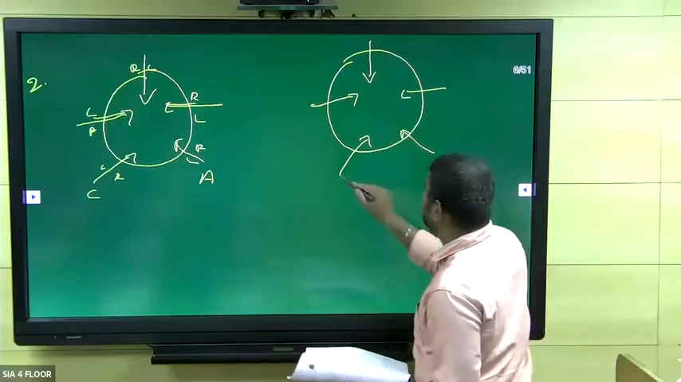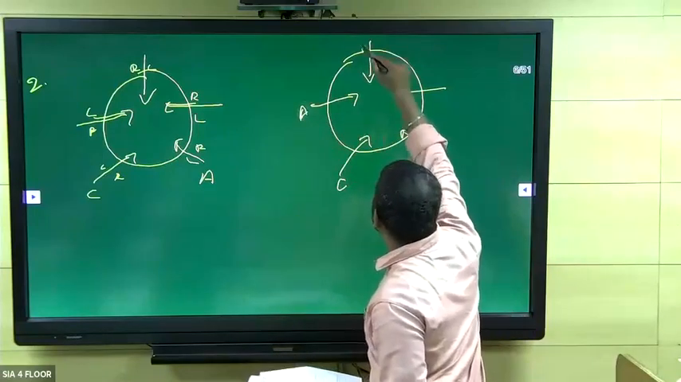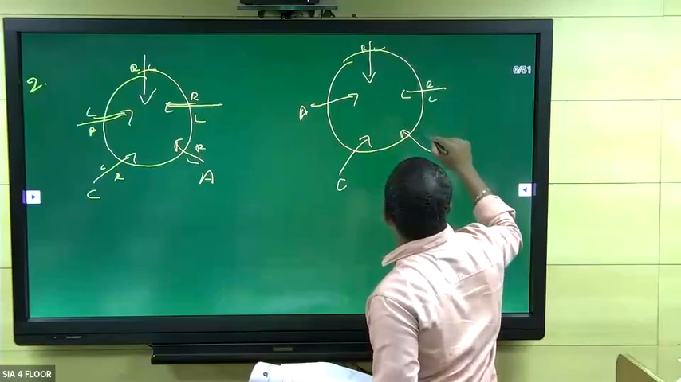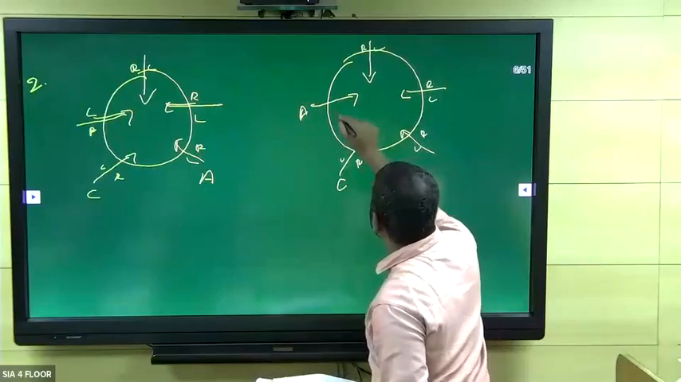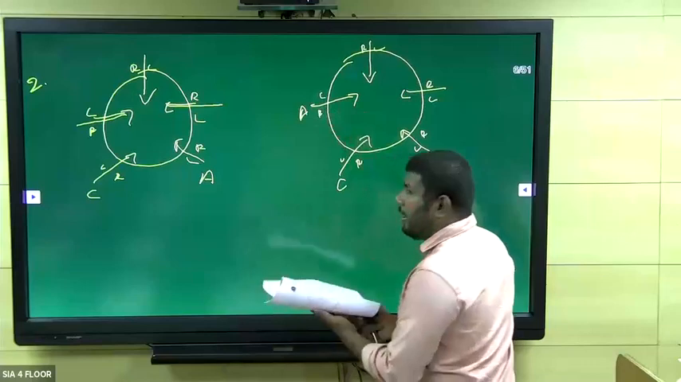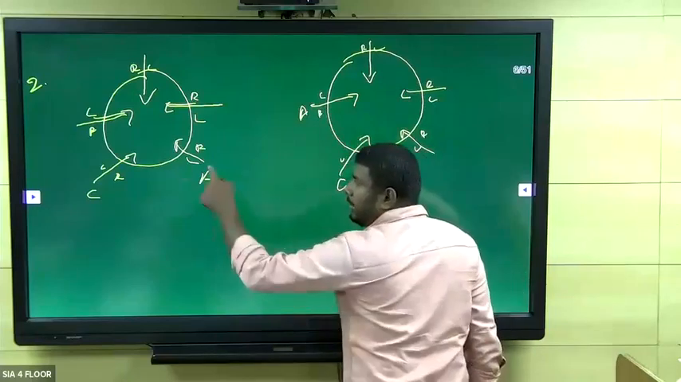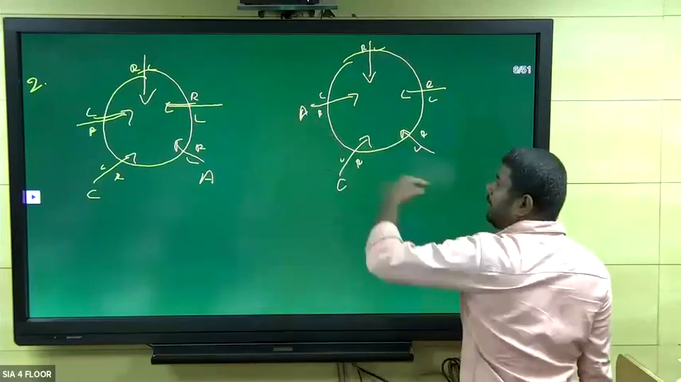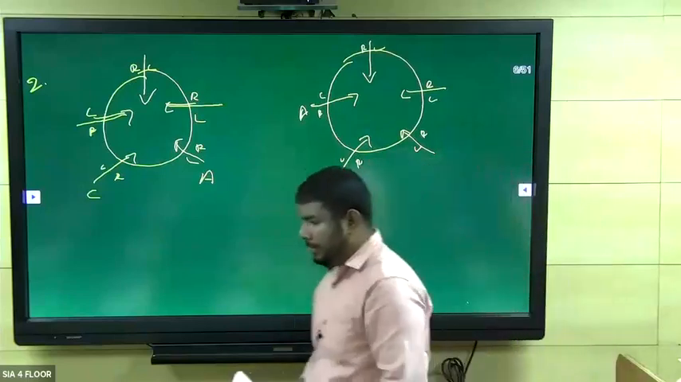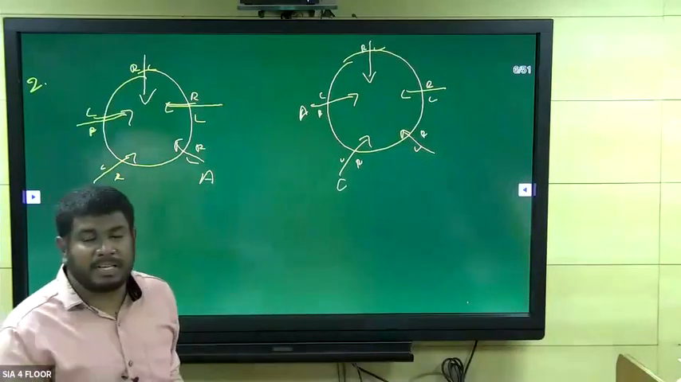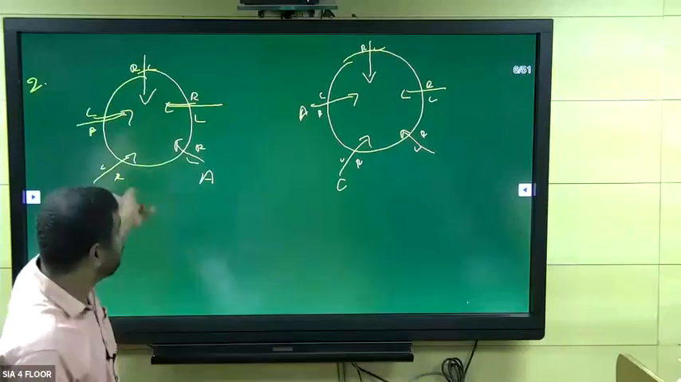Now C A again. Right, left, right, left. Now listen here. According to this diagram, C is to the left of A. According to this, C is to the right of A. Because they did not give it, so which side is C? So we need to take two possibilities.